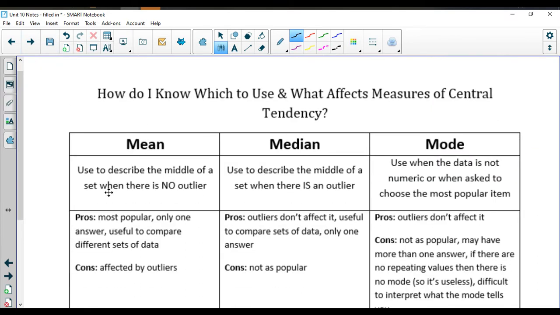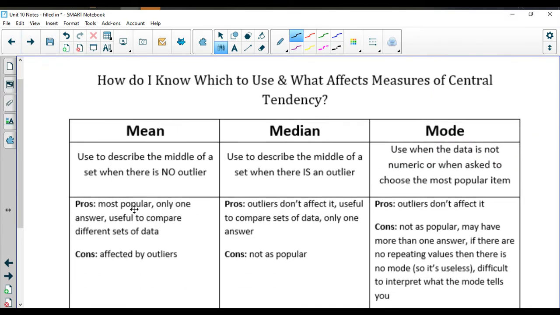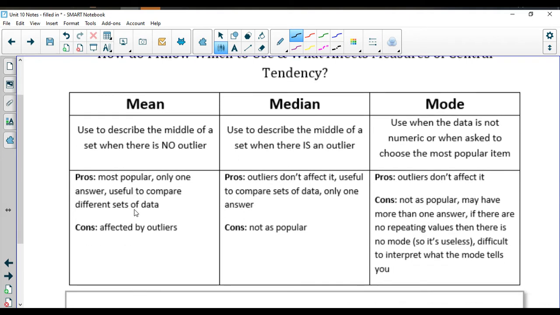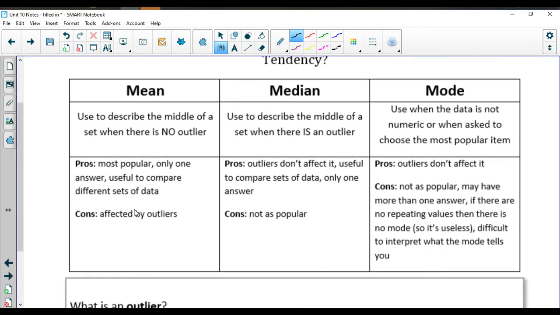We're going to take a look at how I know which measure to use and what affects the measures of central tendency. I'm going to ask you to pause the video for a second, take a minute and read these three different pieces of this chart. We're just going to be talking about mean, median, and mode for the most part today.